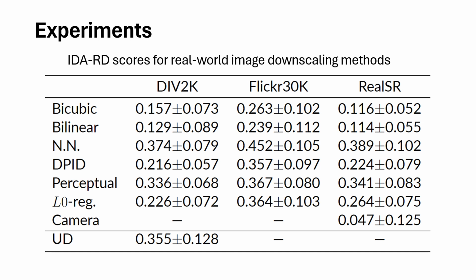We also apply our method to compare 6 existing downscaling algorithms, consisting of 3 traditional methods, bicubic, bilinear, nearest neighbor, and 3 state-of-the-art methods, DPID, L0 regularized downscaling, and perceptual downscaling. Note that our method can also evaluate the unknown downscaling in DIV2K and camera-captured LR images, which shows that camera-captured LR images do lose less information.